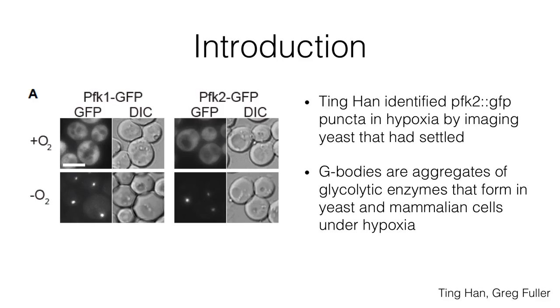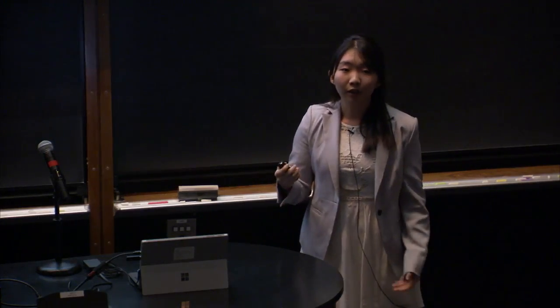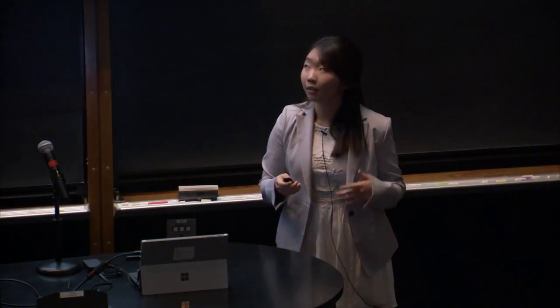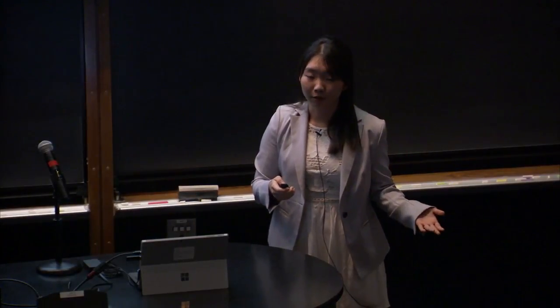So in the Kim lab, Ting Han was imaging yeast. He had tagged phosphofructokinase 2, which is an important glycolytic enzyme, with GFP so that he could see where it was in the cell. He imaged it, and what he saw were these bright puncta in every cell, 1 per cell. It turned out that by letting the culture settle for too long before he imaged, he had created this semi-hypoxic environment. These puncta are what we've come to call glycolytic bodies, or G-bodies, and we believe that they're aggregates of glycolytic enzymes that come together during hypoxia in order to make the cell produce ATP through glycolysis more efficiently.